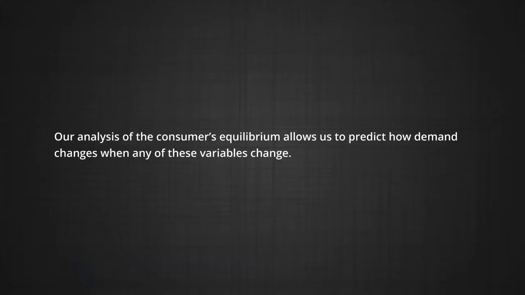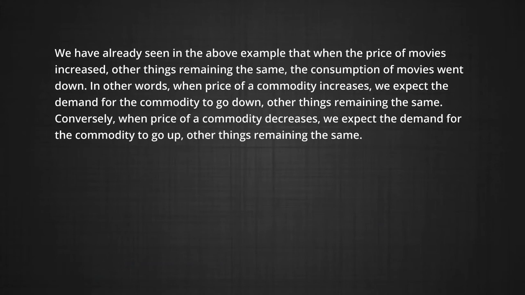Let us explore the effect of a price change on demand. If the price of the commodity changes, our analysis of consumer's equilibrium allows us to predict how demand changes when any of these variables change. In order to achieve clarity on the matter, economists use a strategy to change only one variable at a time, keeping all other variables unchanged. We have already seen in the above example that when the price of movies increases, other things remaining the same, the consumption of movies went down.